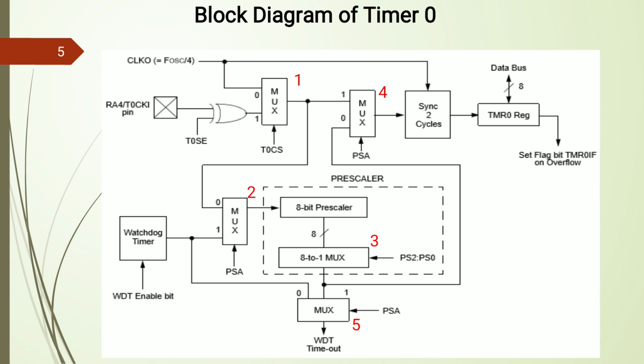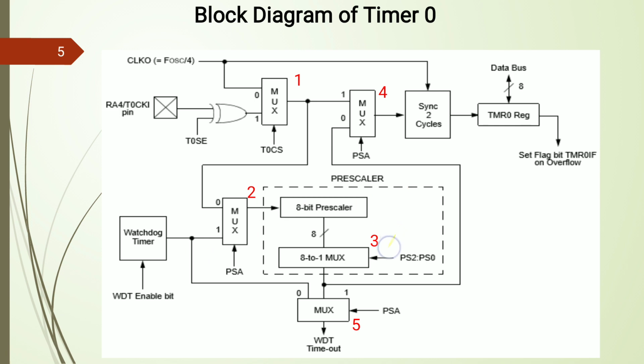So we again go with mux 1. Here internal clock pulse or external clock pulse is selected, which is fed to here, but in this case PSA is equal to 1, so clock pulses are not applied to the prescaler circuit with the help of mux 2. So here mux 2 is connected to the watchdog timer's input, and which is applied to the input of the prescaler circuit.